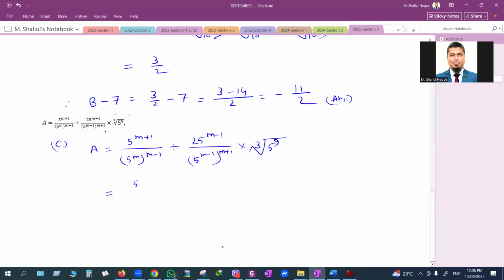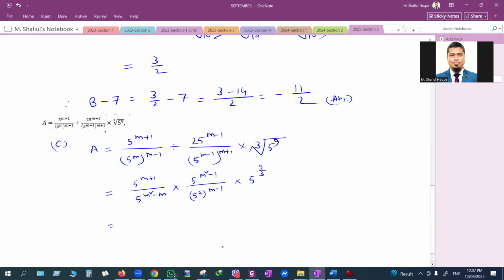That is 5 to the power m plus 1. In the denominator, it is m squared minus m. Then we can write this as the multiplication, so this denominator will become the numerator. So m minus 1 into m plus 1 will be m squared minus 1, a squared minus b squared. And 25 can be written as 5 squared to the power m minus 1, into 5 to the power 9. Cube root of 5 to the power 9 can be written as 5 to the power 9 by 3.